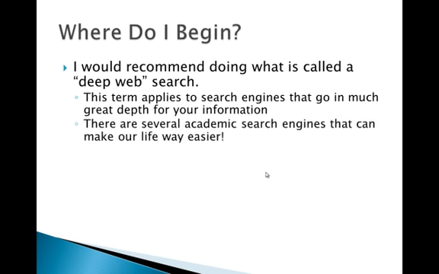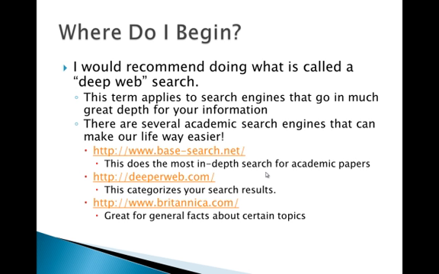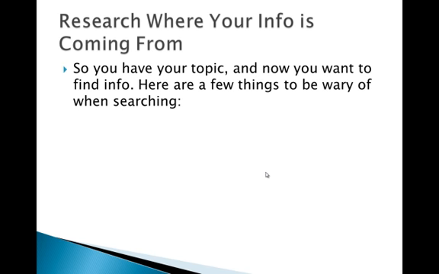So here are what are called academic search engines. That means they review articles, journals, newspapers, things like that. The first one is basesearch.net, and this does the most in-depth search for academic papers. Then there's deeperweb.com, which I think is the coolest. It organizes your search results into blogs, encyclopedia information, wiki information, newspaper articles, and then just generic stuff. It's really cool. And then there's the old classic Encyclopedia Britannica, which is great for general facts about certain topics. So you also need to research where your info is coming from.